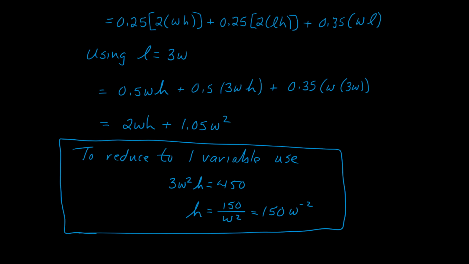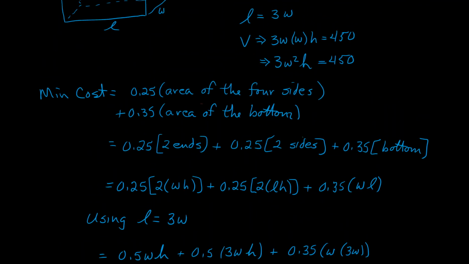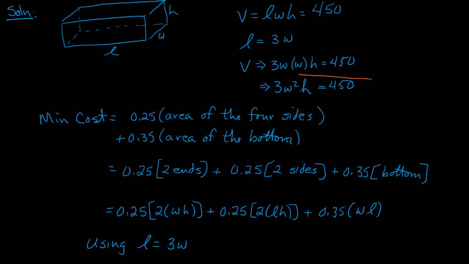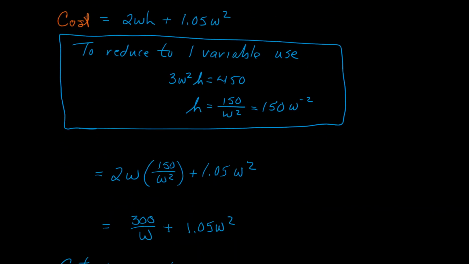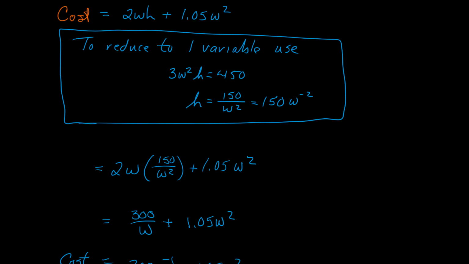At this point we have two variables. Remember, this is no longer an area. This is a cost. So we're working on developing a cost function. Remember that earlier, up here at the top, from our volume information, we had 3W squared H equals 450. I'm going to bring that down here and use it in the blue box. I have 3W squared times height equals 450.